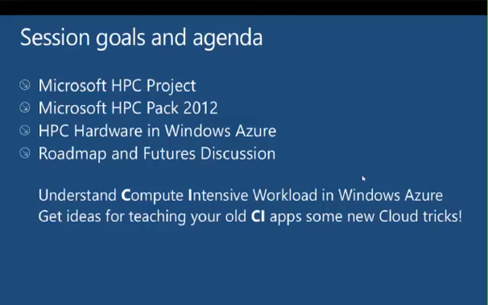And then I would like to discuss a very exciting development on Windows Azure, which is the brand new HPC hardware in Windows Azure. Some of the SKUs include 120 gigabytes of RAM, which is quite a bit for all your big compute needs. And also look at the roadmap and future discussions. So at the end of the session, you'll probably be able to understand specifically Windows Azure compute-intensive workloads, and also perhaps get some ideas to take some of your older compute-intensive applications and teach them some new cloud tricks.